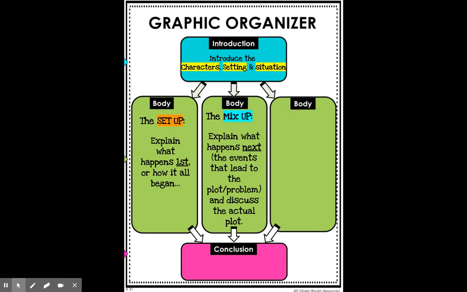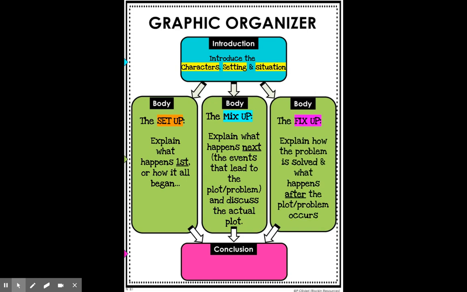The mix-up explains what events led to the main problem. And then, of course, we have to tell them, what is that main problem? What is that climax? And so you're going to talk about that right here in the mix-up. And then the last part of our body paragraph is the fix-up. So this is what happens last in your story. Explain how the problem was solved, or what happened after the problem occurred.